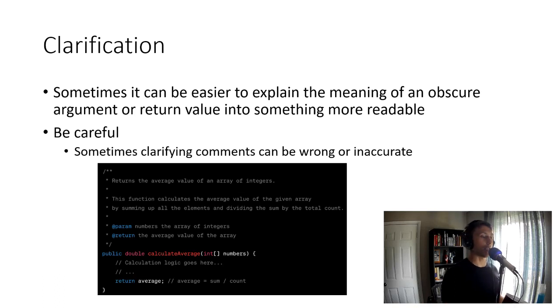But again, maybe in exception scenarios where you have a really hard time naming your function, lo and behold, you have to use comments to explain the intent or to clarify. So sometimes it can be easier to explain the meaning of an obscure argument or return value into something more readable. So sometimes maybe it's easier to just make a comment and explain the meaning of a piece of code versus spending a bunch of time trying to name it properly.